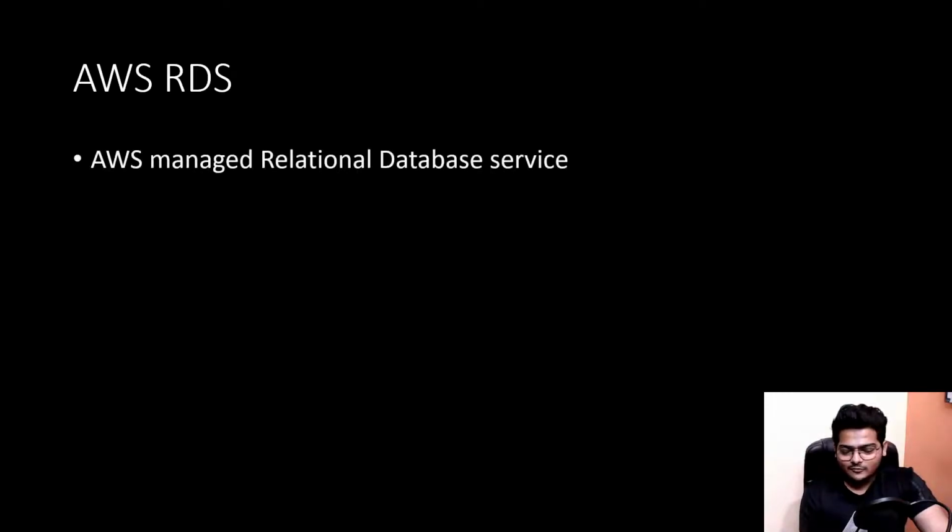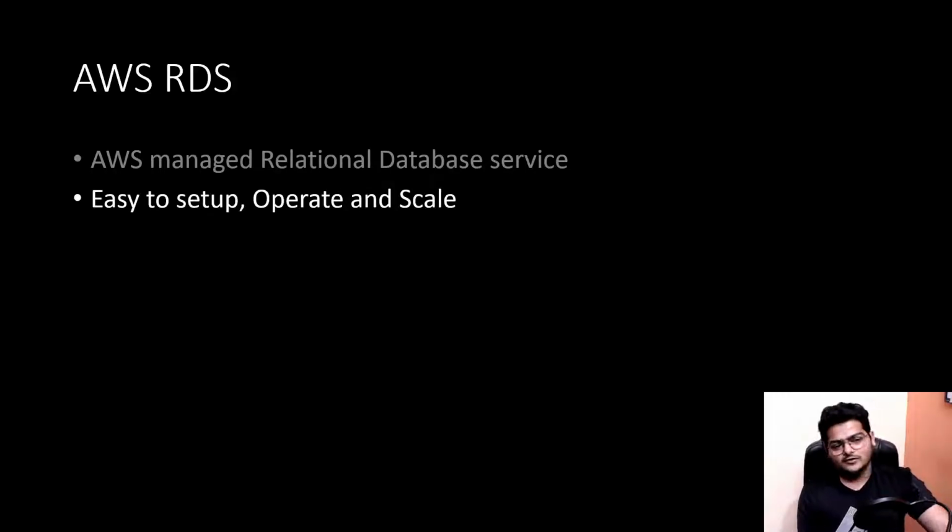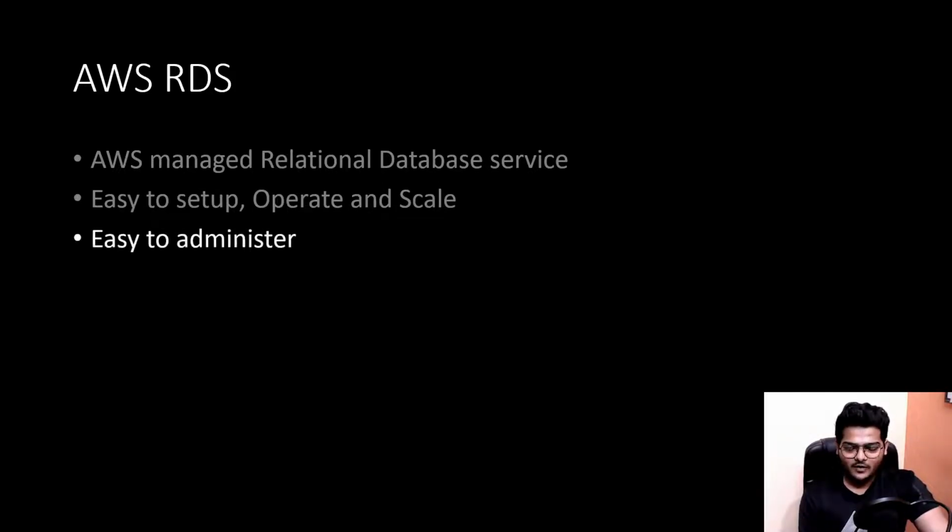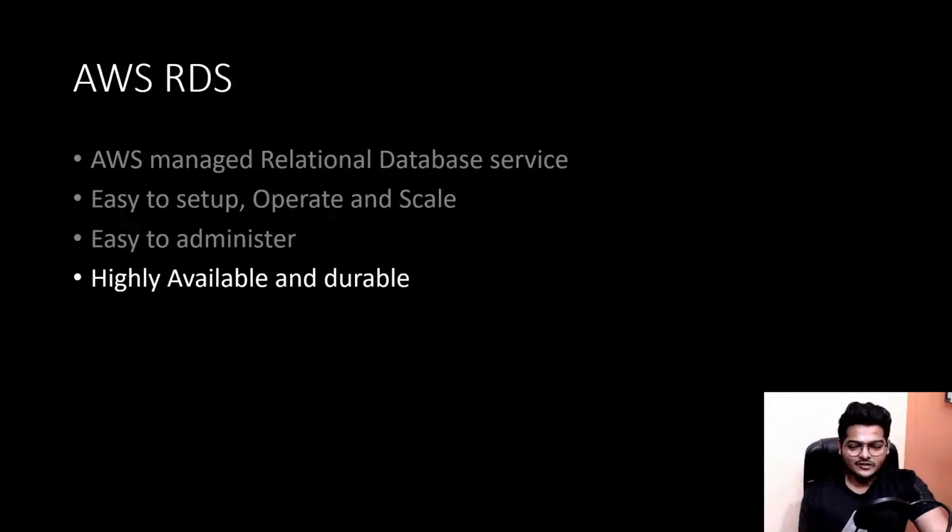So let's discuss AWS RDS first. RDS is Amazon's managed relational database service. Unlike an on-premise database where you have to install the OS and install the engine, in RDS you get everything pre-installed. So it is definitely easy to set up and operate. Whenever we talk about databases, administrative tasks are something very important which need to be considered, and with RDS it is super easy to do all those administrative tasks as compared to your traditional database.